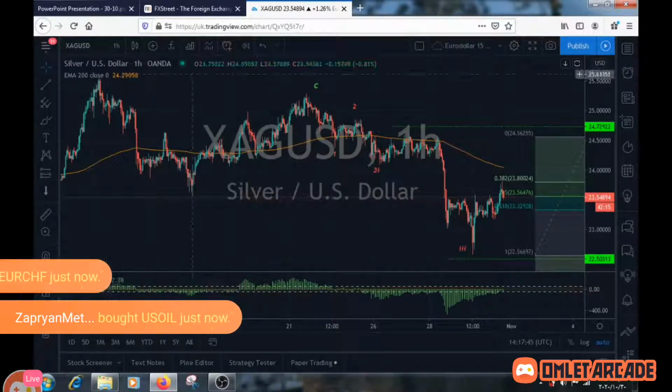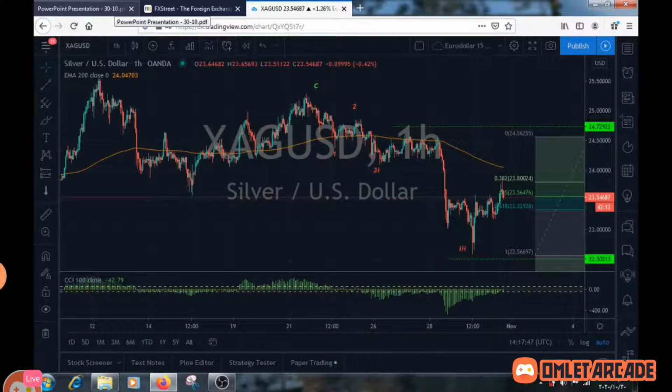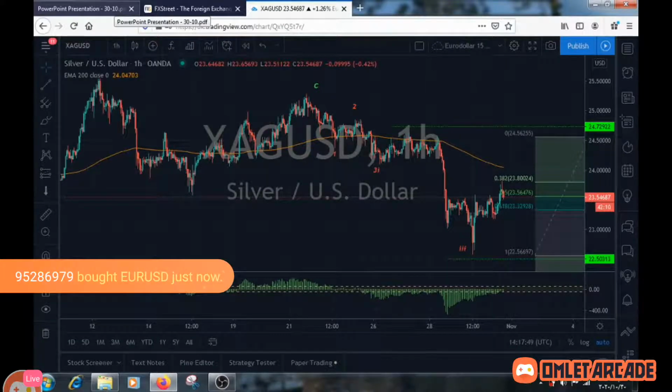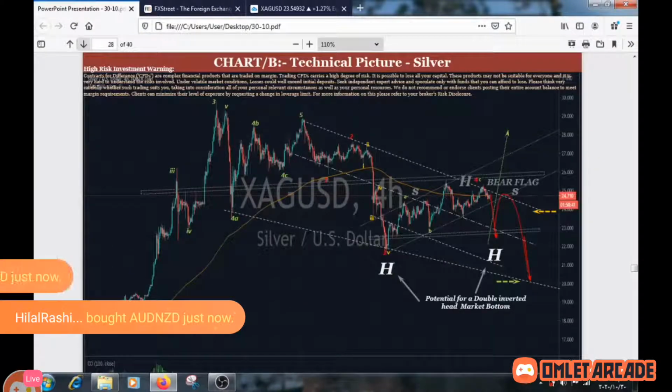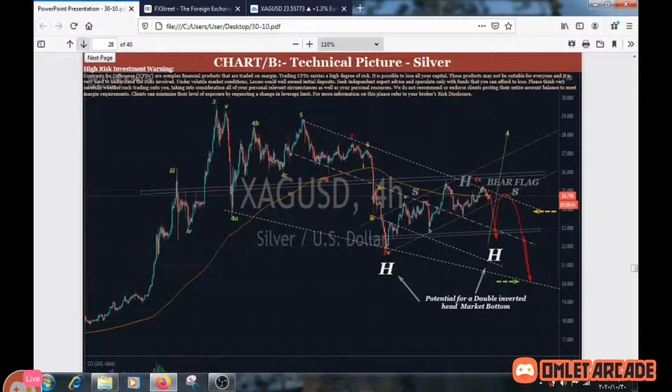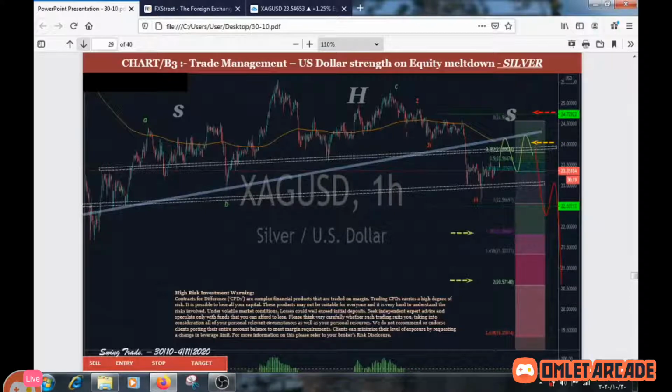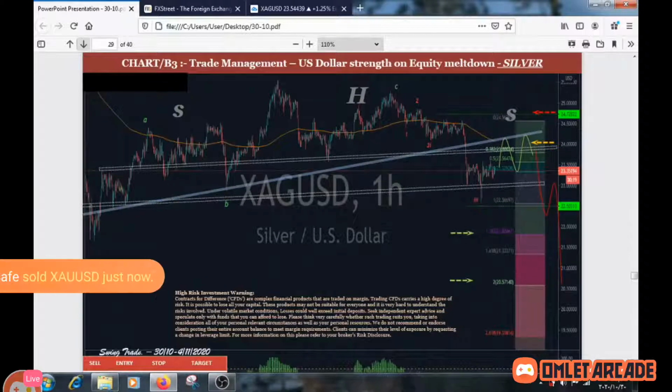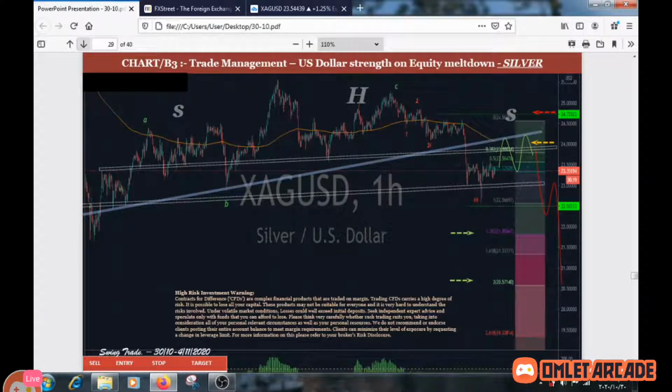Alright, so for silver, it's pretty much the same story. We will, of course, buy today and on Monday our intraday trade. We do that one right about now. We're now buying the dollar strength, so we should be selling into silver. Okay, so like it's written here, US dollar strength for equity meltdown.